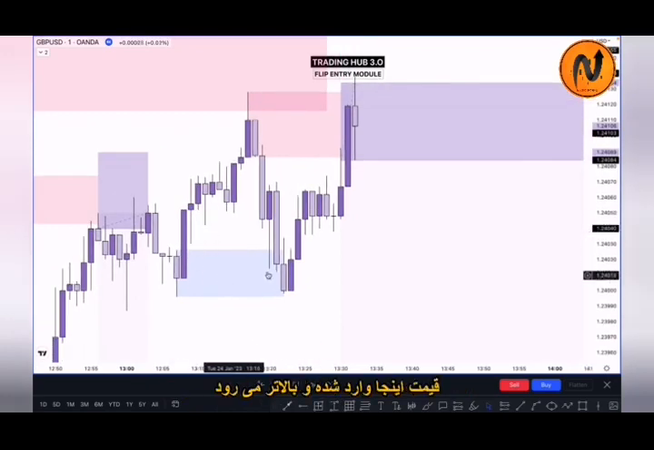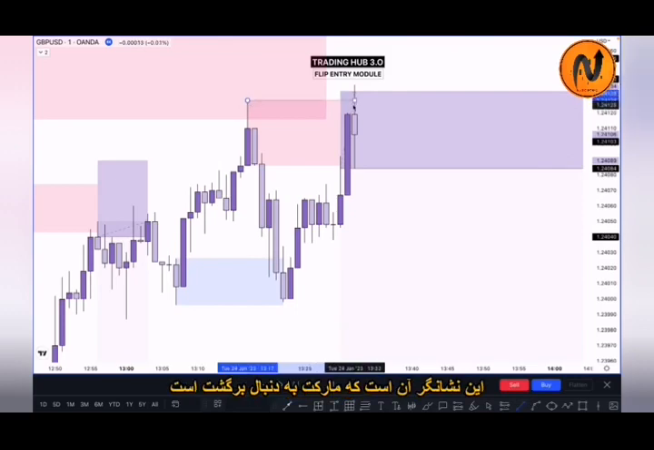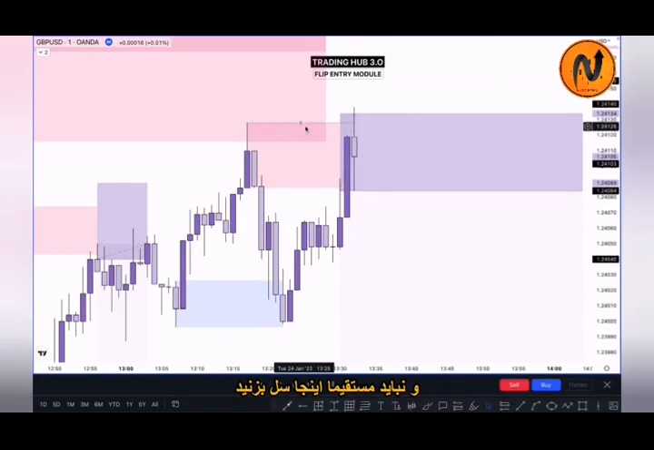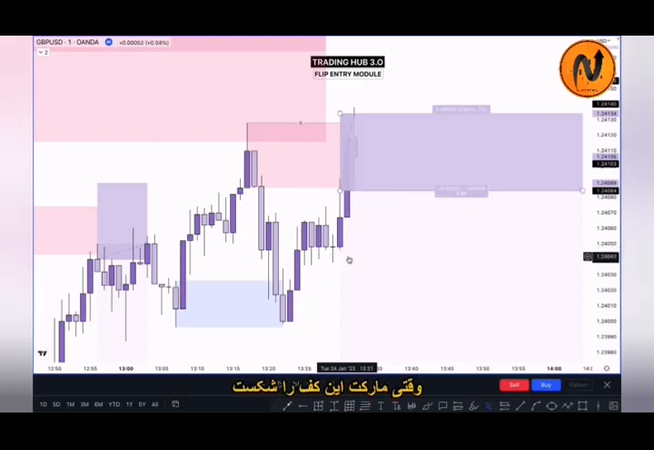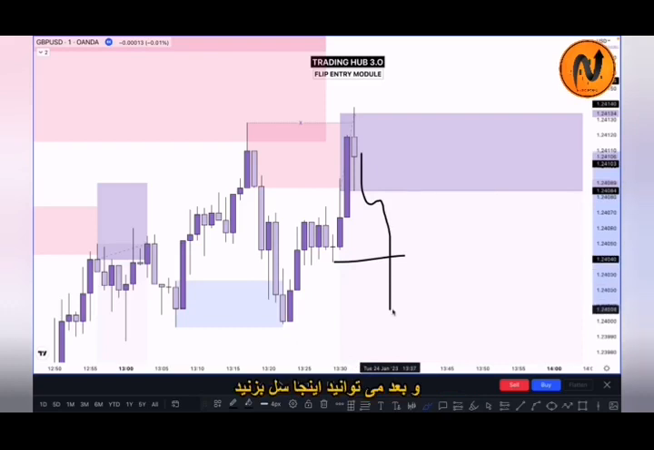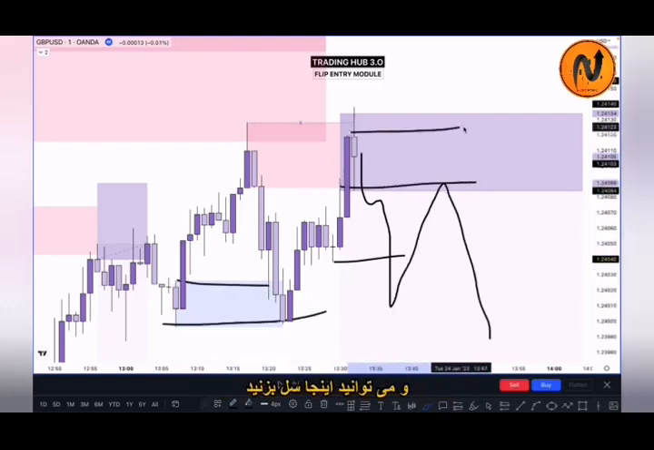Look at this one. Price tapped here, went higher and swept the previous high, which is an indication that the market is actually looking for the reversal, and you don't need to sell here directly. Why? Because you have to wait for taking out the previous low, which is here. Once the market has taken out this low, that is an indication that the market created a change of character here. Okay, and you can sell here. This demand creates supply here, then you can sell here.